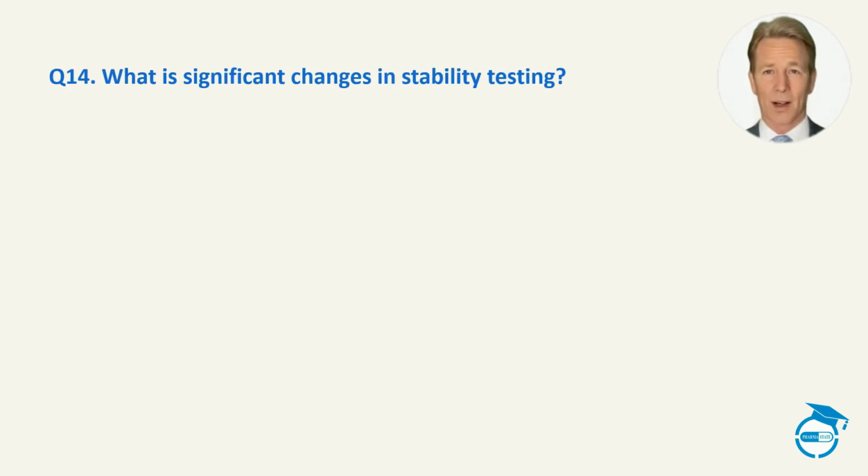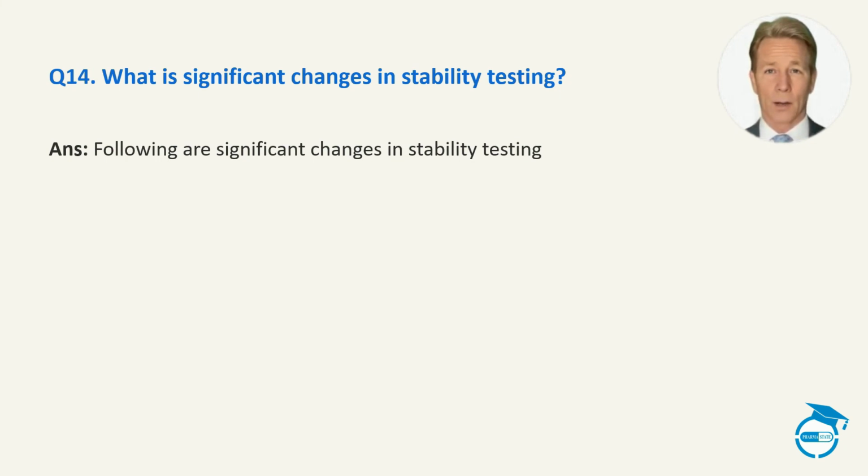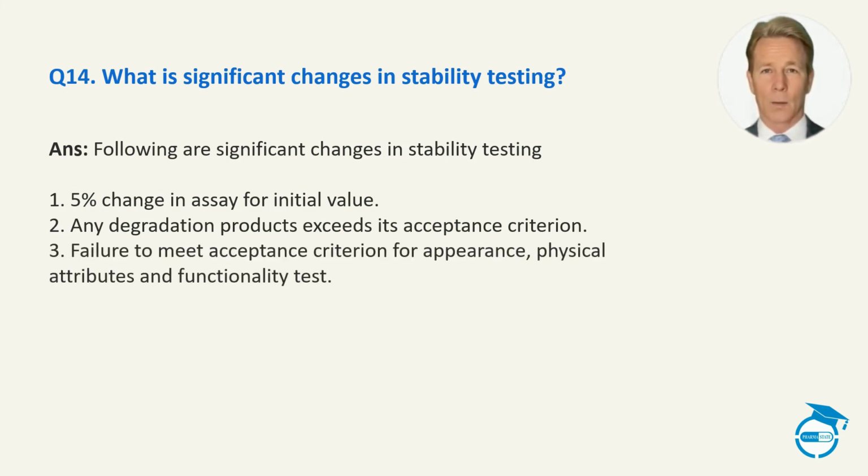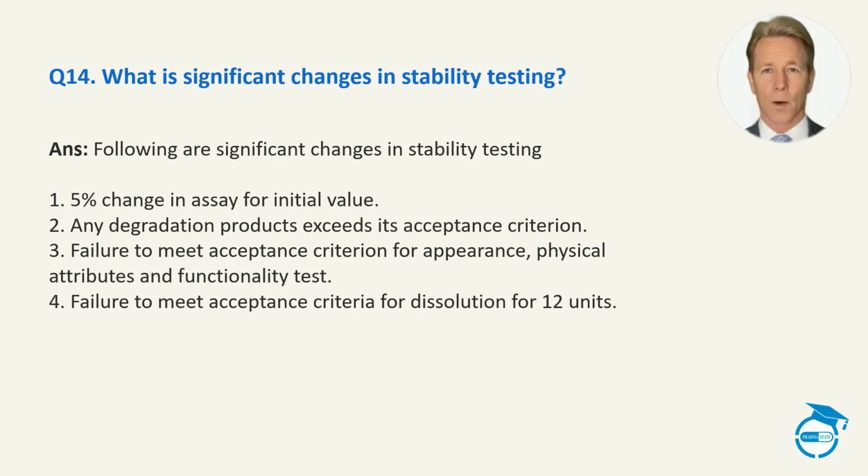What are significant changes in stability testing? Following are significant changes in stability testing. First, a 5% change in assay from the initial value. Second, any degradation product exceeding its acceptance criterion. Third, failure to meet the acceptance criterion for appearance, physical attributes and functionality test. Fourth, failure to meet acceptance criteria for dissolution for 12 units.